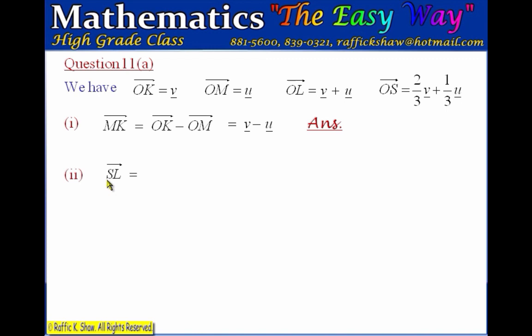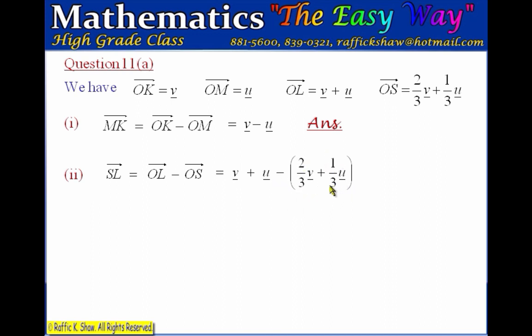Next, we are required to find the vector SL. Similarly, the vector SL is a displacement vector, and it is equal to O times the last minus O times the first. That is OL minus OS. And this is it. The vector SL is OL minus OS. And we have OL equals v plus u, and we have OS equals this expression here. And so we can go ahead and show that calculation. So the v plus u here is OL, and then we are subtracting, that's minus OS, and OS is this term here.